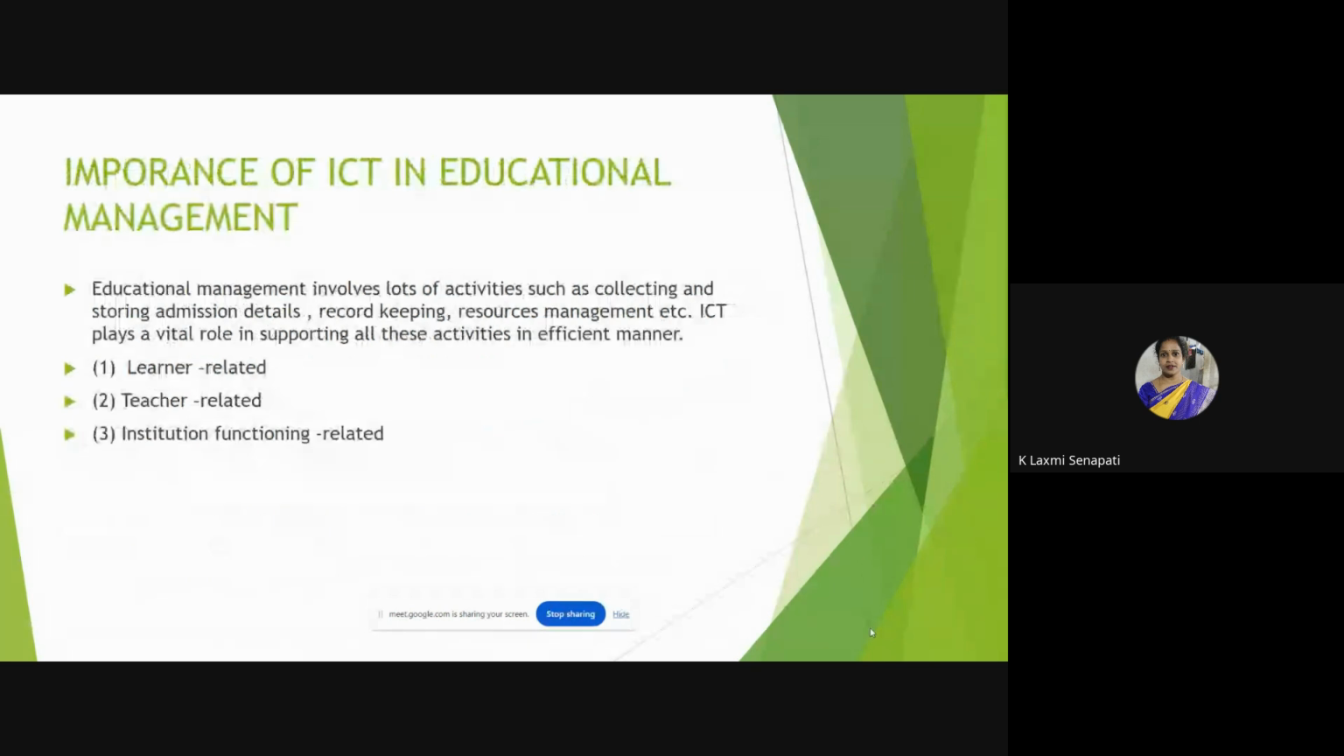Okay, here is the importance of ICT in educational management. Here, how educational management will be easy and helpful for us. And what the importance of ICT in educational management is in different fields, we have already discussed. So how will this ICT be helpful for management in the educational field?